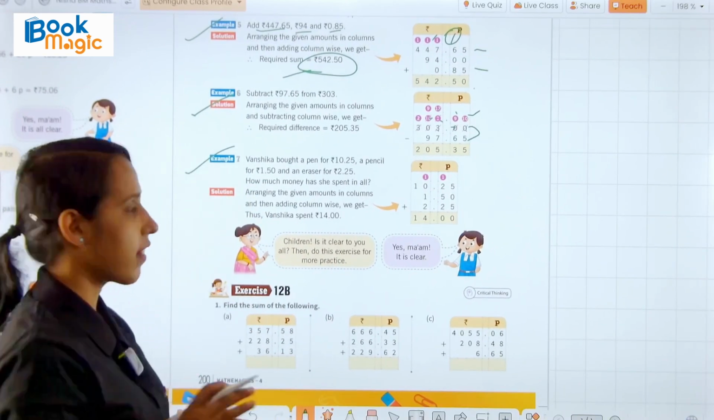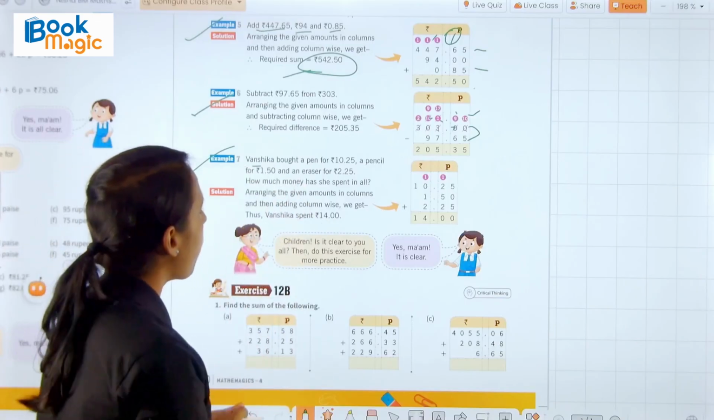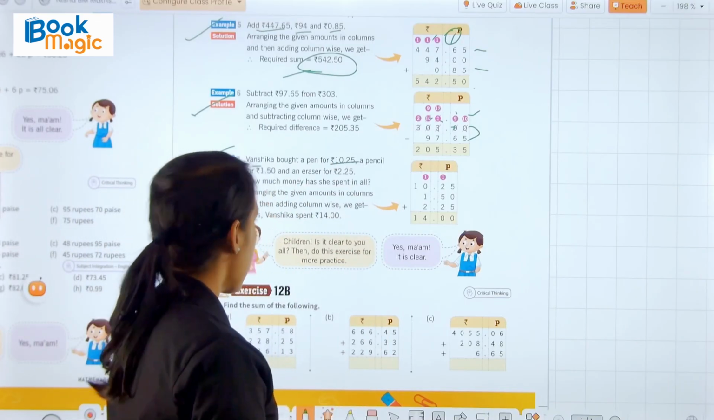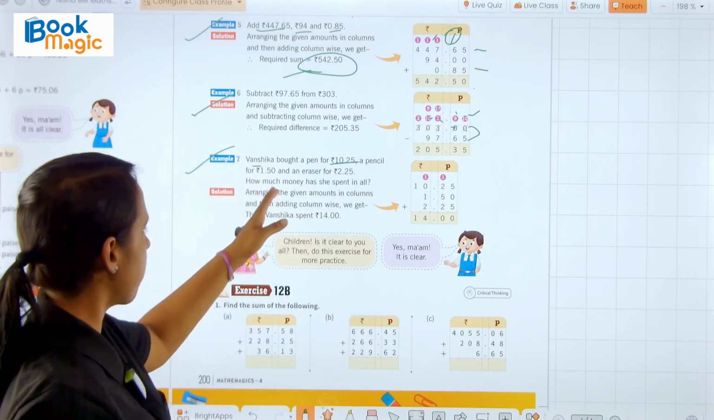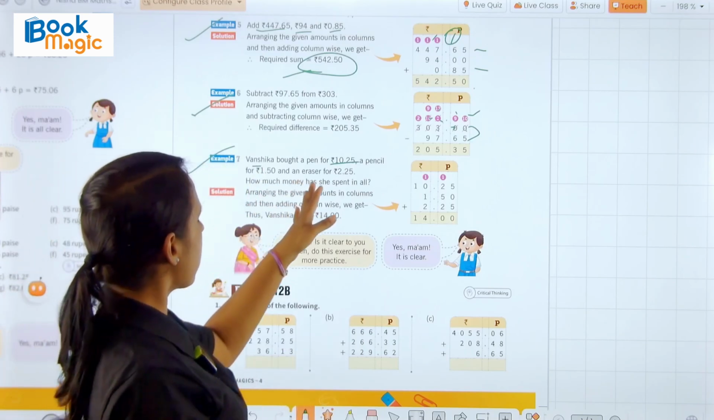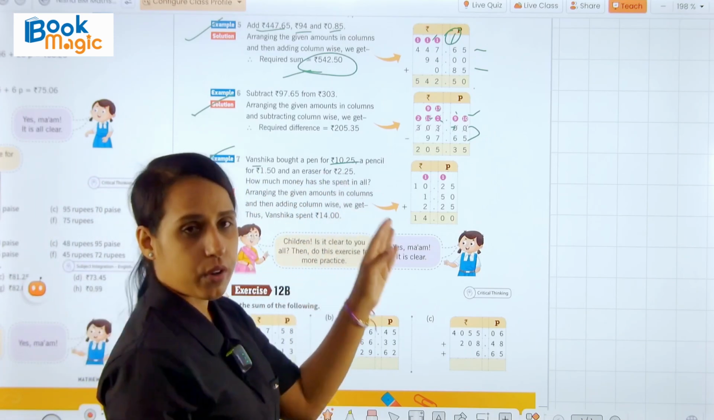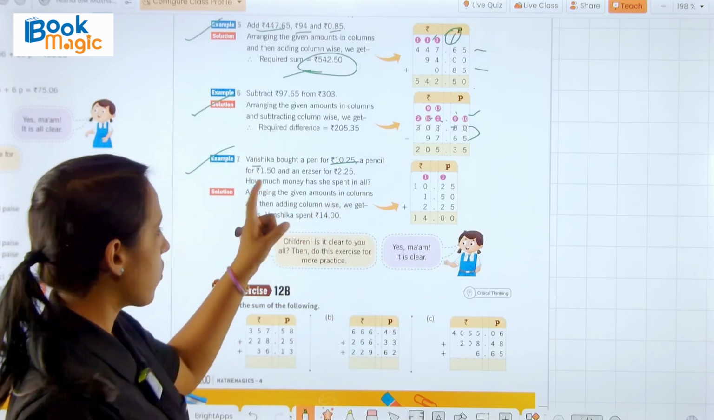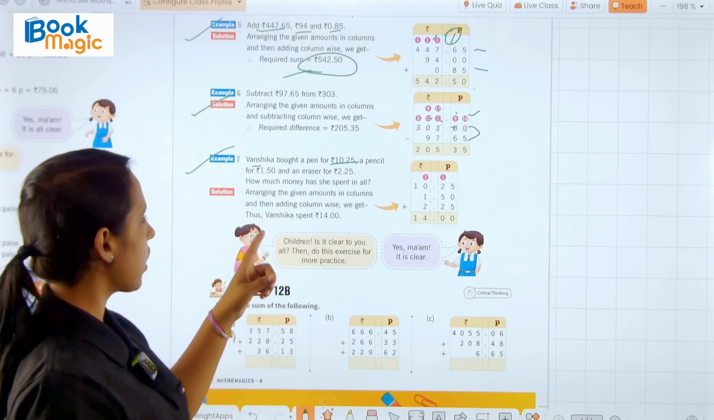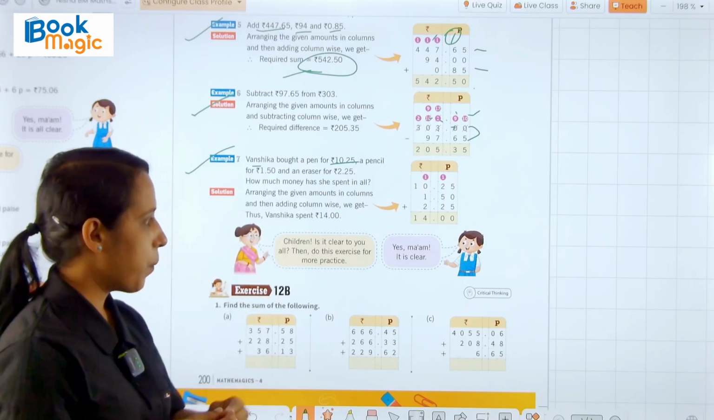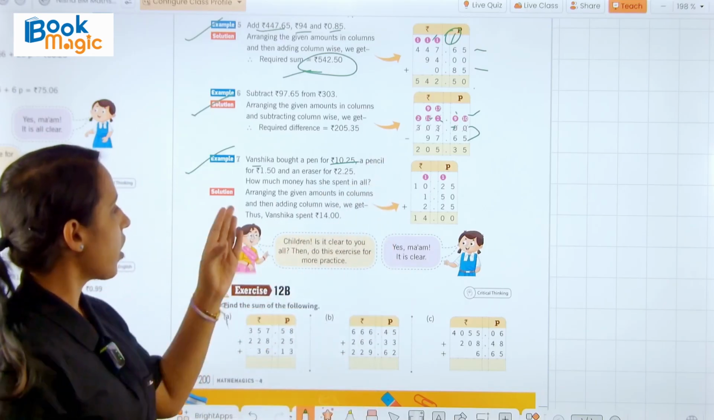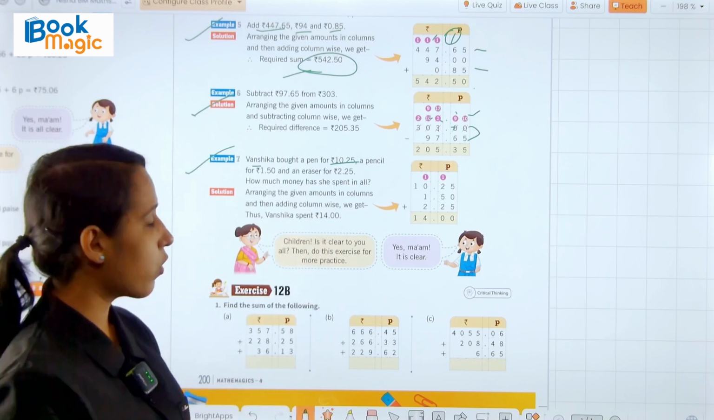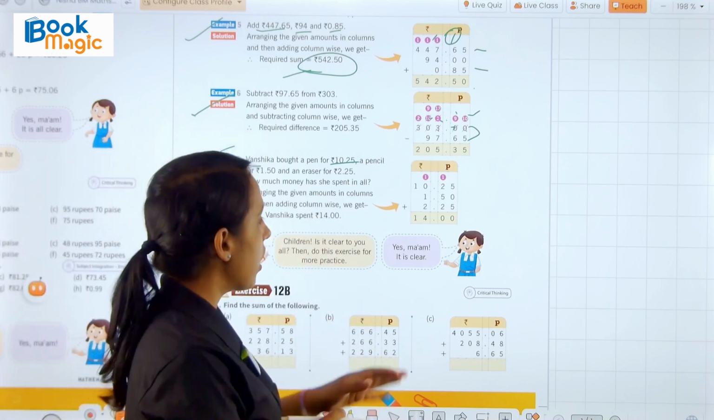Okay, now we have example number 7. Vanshika bought a pen for 10 rupees 25 paise, a pencil for 1.50 rupees and an eraser for 2.25 rupees. अब वंशिका ने क्या किया, एक पेन खरीदा जिसकी कॉस्ट दी है, एक पेंसिल खरीदी और एक इरेजर खरीदी है. तो इनकी कॉस्ट हमें दी हुई है एंड वी हैव टू फाइंड आउट हाउ मच मनी हैज शी स्पेंड इन ऑल, कि उसने पूरे पे कितने अमाउंट खर्च किया है.